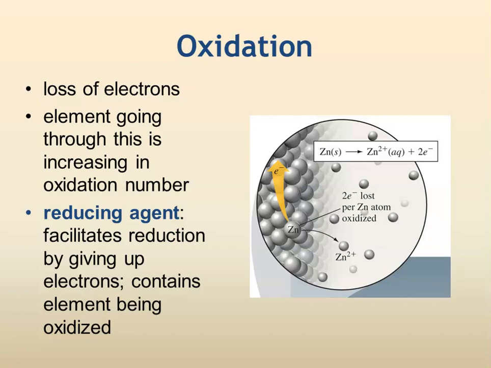Oxidation is going to take place when there is a loss of electrons. The element that is undergoing this oxidation process, because they are losing negative charges, will become more positive. They'll increase in oxidation number. And whatever contains that particular element acts as the reducing agent. It's able to facilitate the reduction process because it gives up electrons that then can be gained in reduction. So what is undergoing oxidation and what is acting as the reducing agent will both contain the same element. Oxidation is just the element. The reducing agent is the ion or molecule that contains that particular element, and they both have to be on the reactant side.